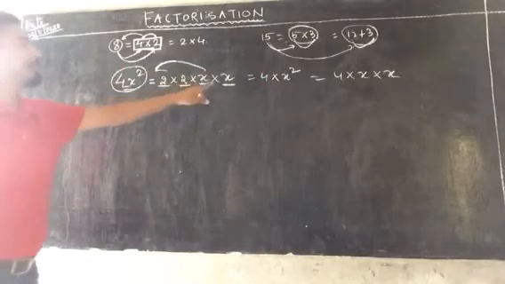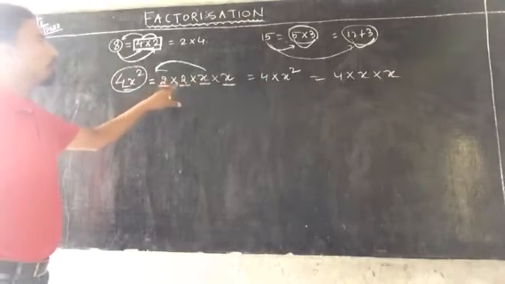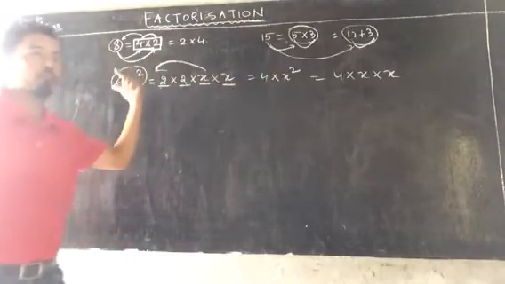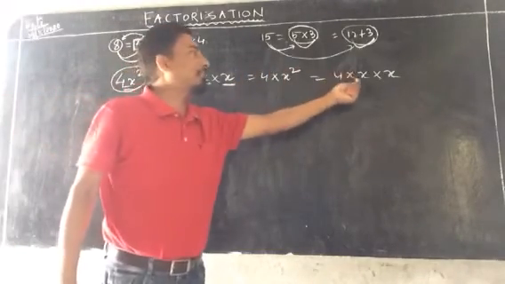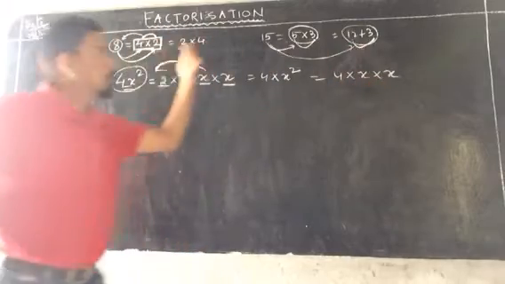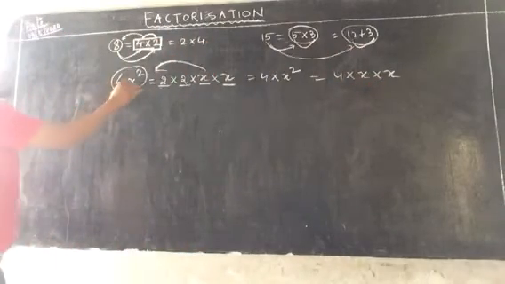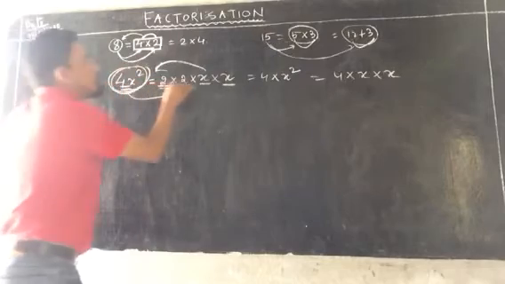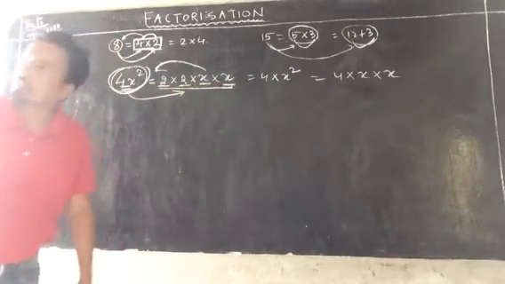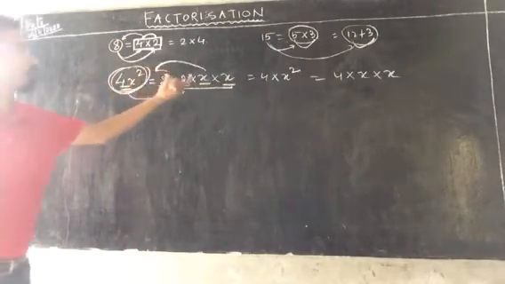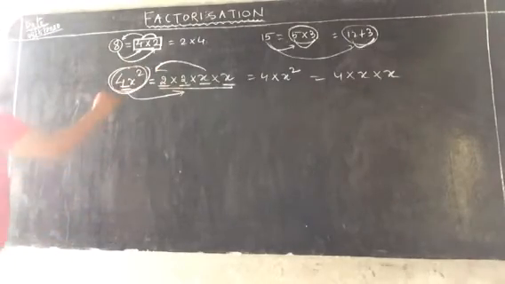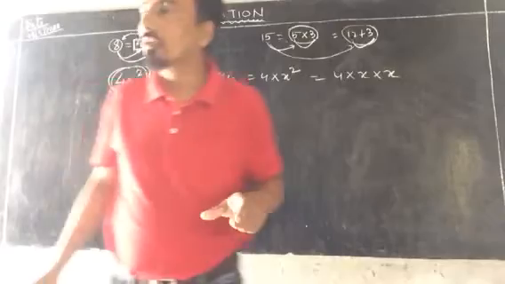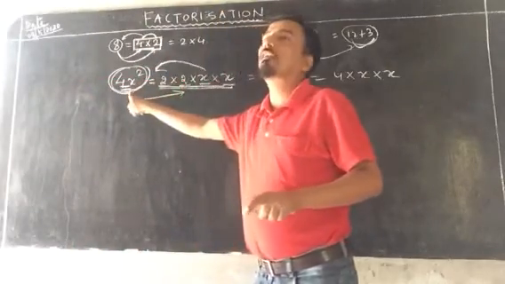4 multiply x square is 4x square. 4 multiply x multiply x is also 4x square. So in this way we have split this term into the form of product. This is called the factorization of a term.